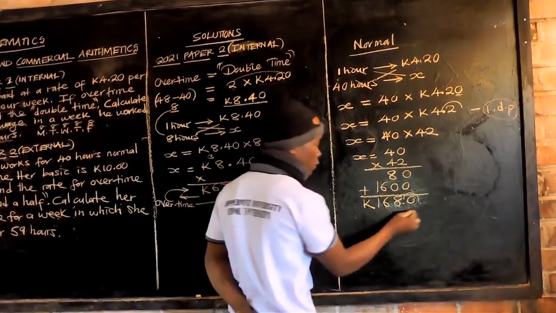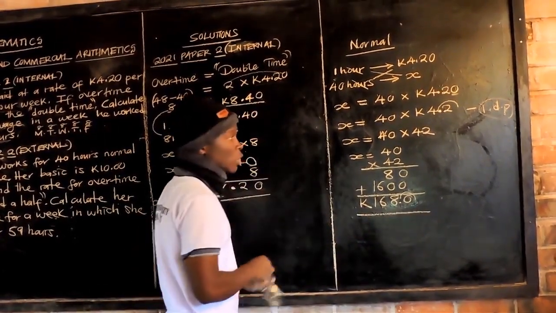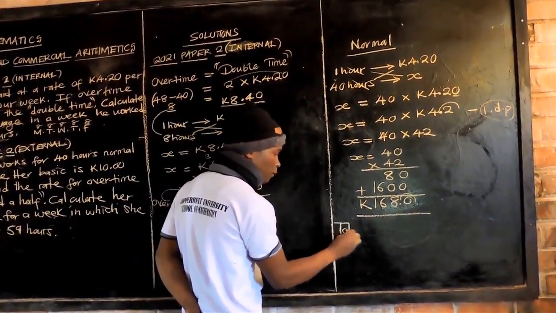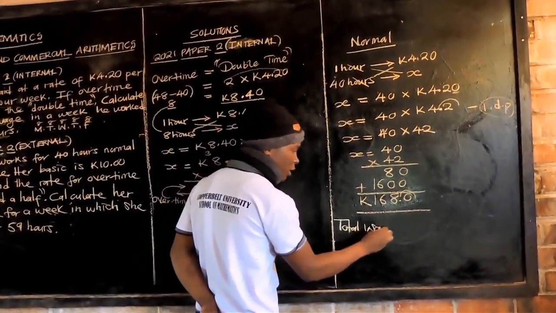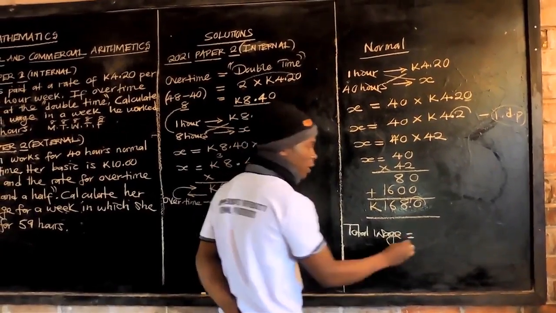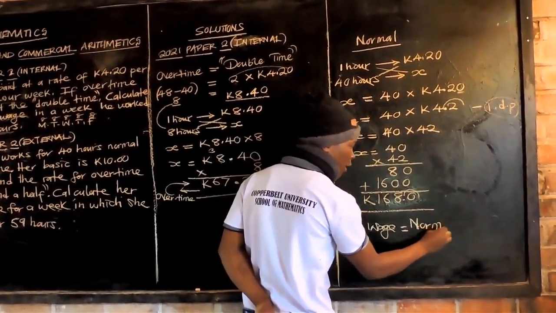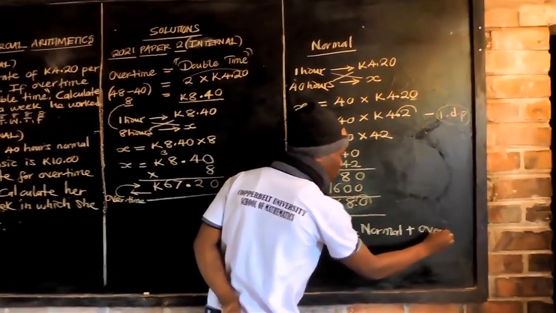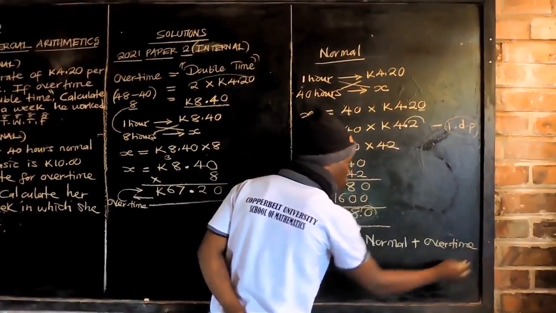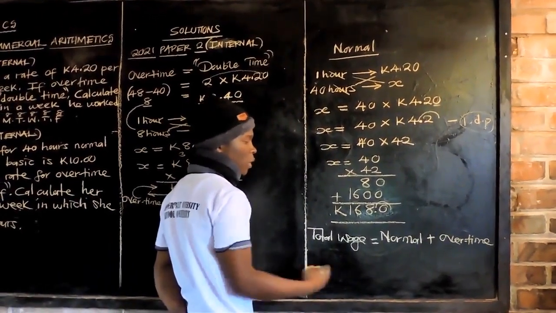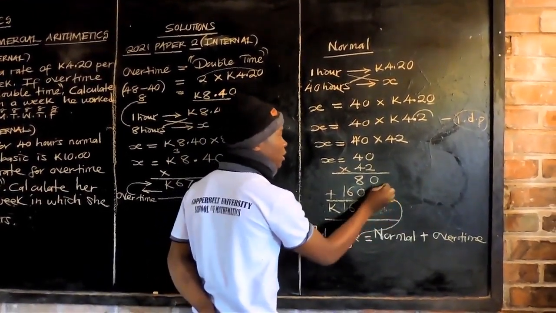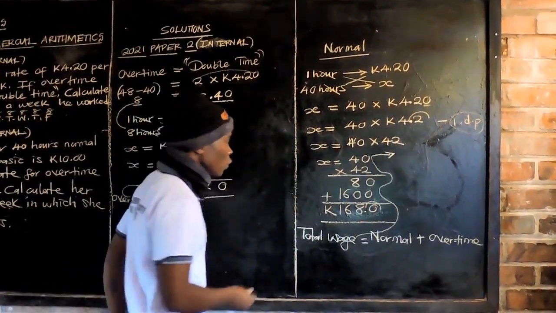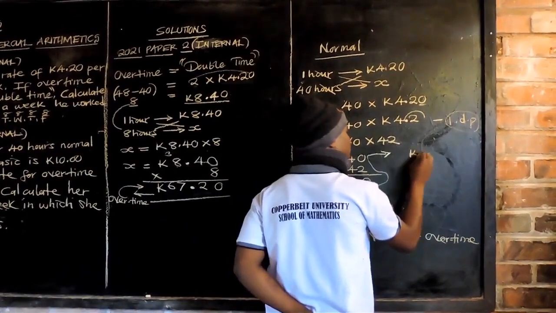Now, so this is the normal. But we want the total wage, right? So we know total wage is equal to the normal, yes. You just add plus the overtime. Are we together? Yes. So now, let me just answer it from this side. Okay? What is normal? We're saying the normal is what?